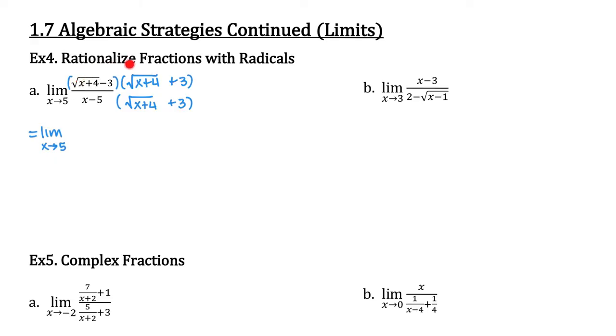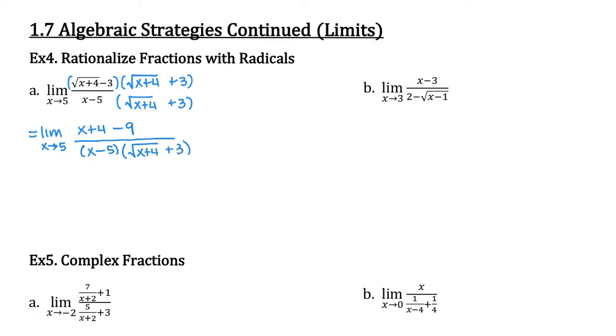So the square root of x plus 4 times the square root of x plus 4 is x plus 4. If I were to do FOIL, the middle terms would cancel out. And if I do minus 3 times positive 3, I get minus 9 at the end. Now for the denominator, I'm not going to multiply it out because it's not going to come out nicely. So I'm going to keep the x minus 5 in parentheses, and next to it, I'm not going to lose the conjugate, which was the root x plus 4 plus 3.